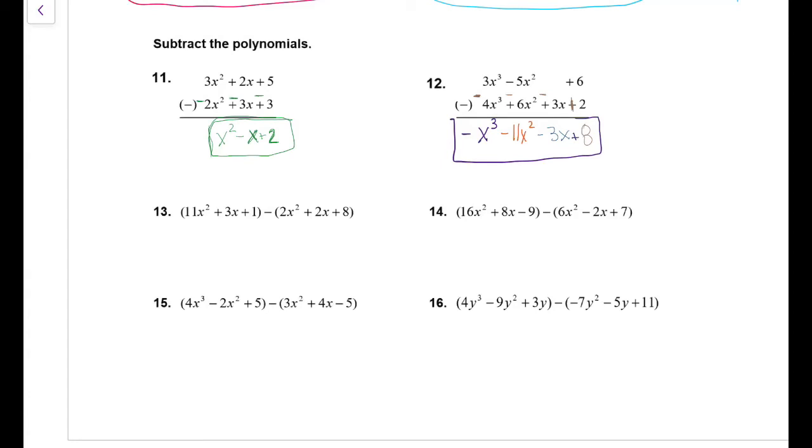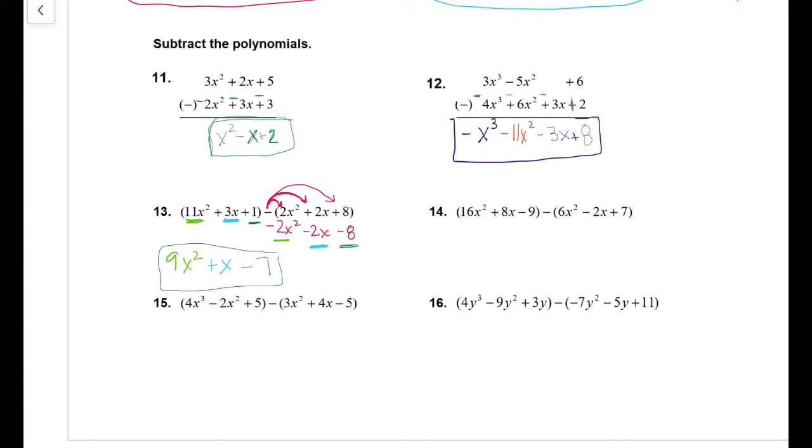On number 13, we have them written horizontally, but that negative still goes to all three pieces of the second term. Negative 2x squared minus 2x minus 8. So we have 11x squared minus 2x squared. That gives us 9x squared. 3x minus 2x gives us 1x. And we don't need to write the 1, we just write plus x. 1 minus 8 gives us a negative 7.